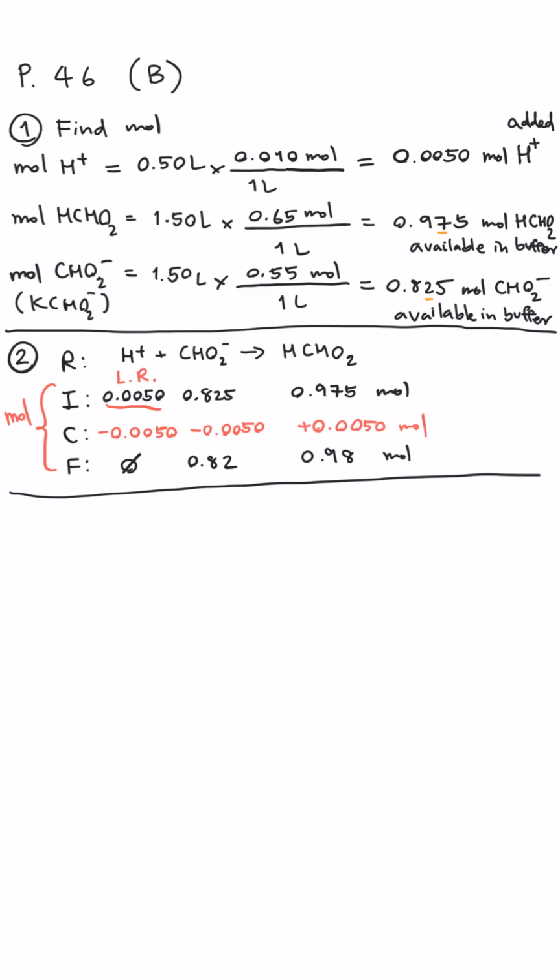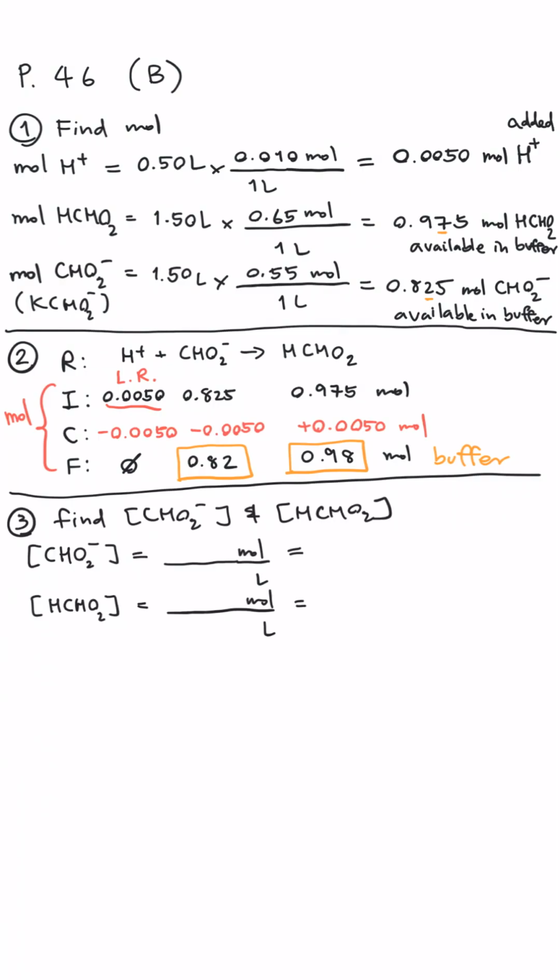Consider the RICF table. You can see that this solution still contains weak base and weak acid. Therefore, this solution is still a buffer solution. To calculate the pH of a buffer solution, we will use the Henderson-Hasselbalch equation, which requires the concentration of weak base and weak acid. The concentration of both can be calculated from the amount of mole divided by the total liter of the solution.